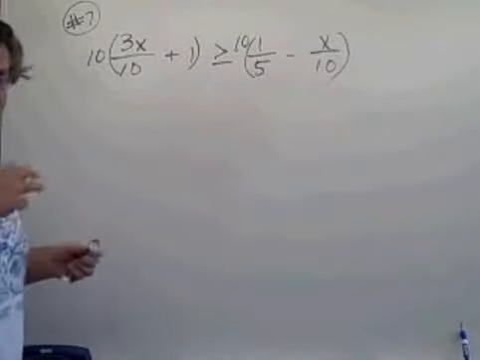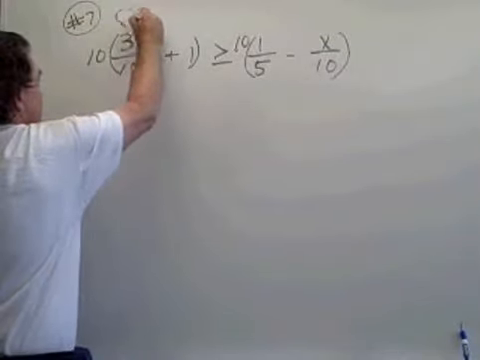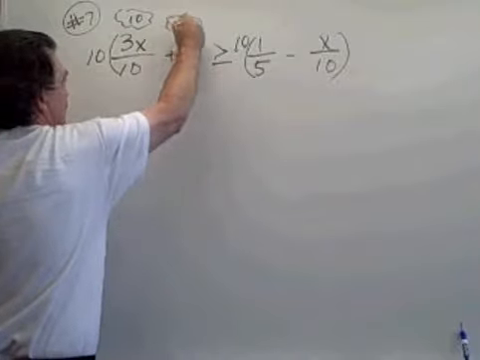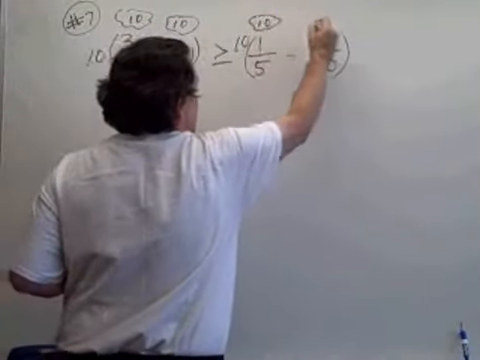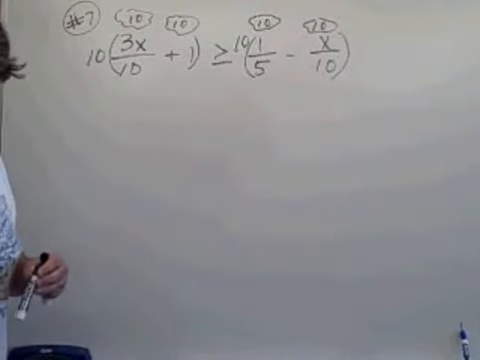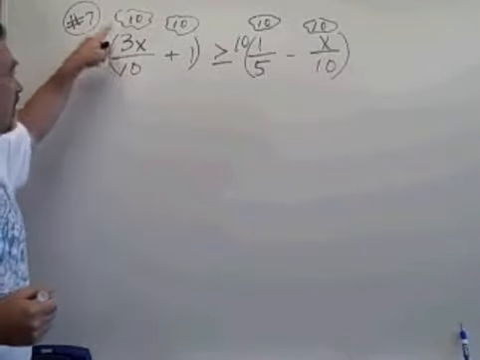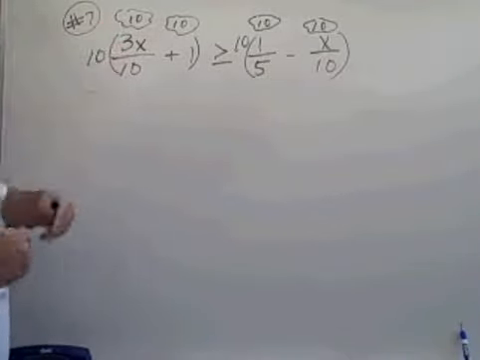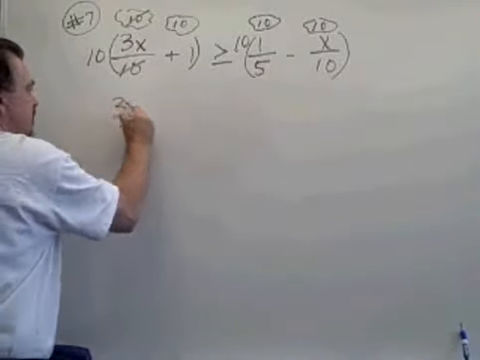So here, let's put our think clouds above each of those terms. Here's our think cloud. We're going to think that we're multiplying both of those terms by 10. Likewise, over here, I'm multiplying both of those terms by 10. Now, when I do the multiplication here, 10 times 3x over 10, the 10s are going to cancel, just leaving us 3x.